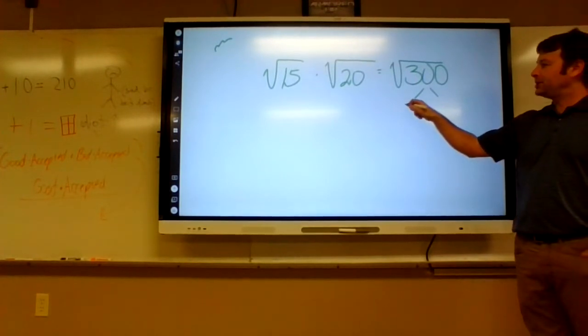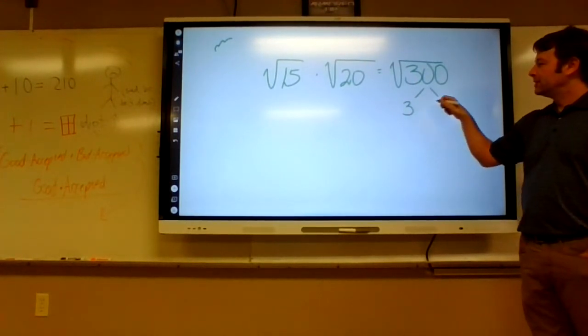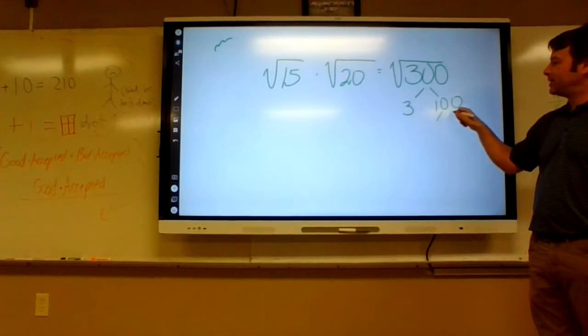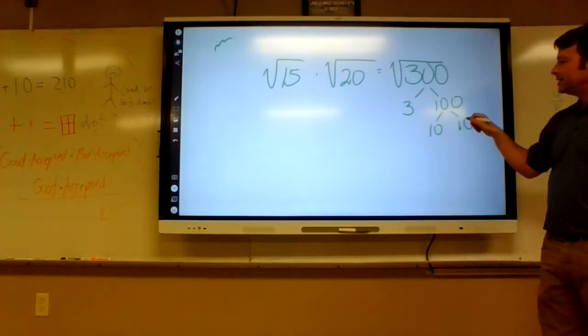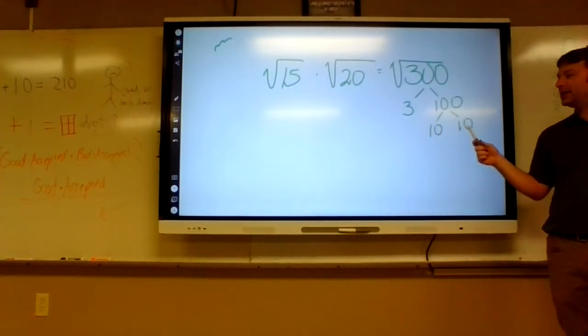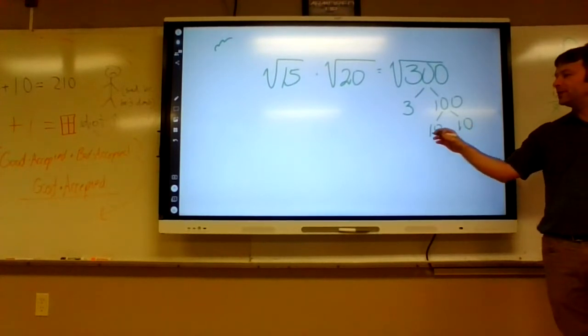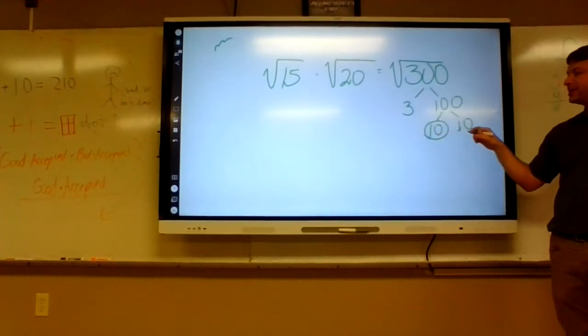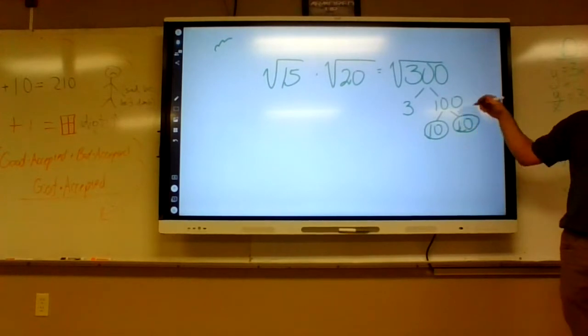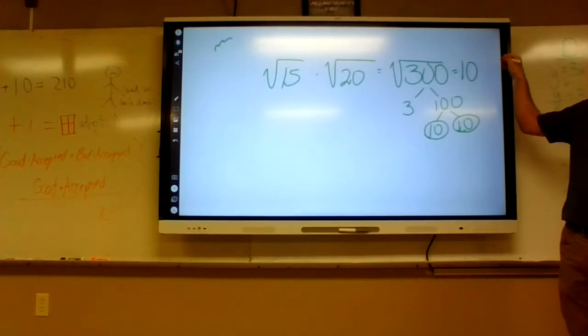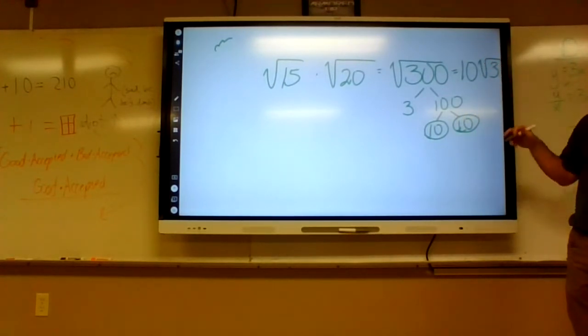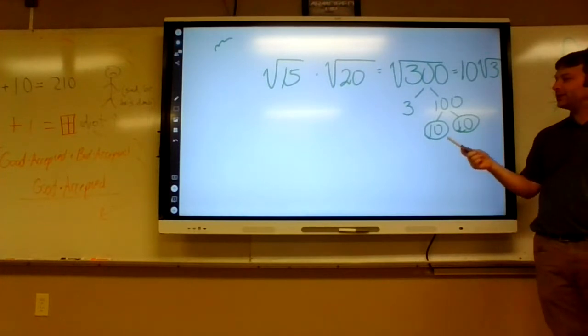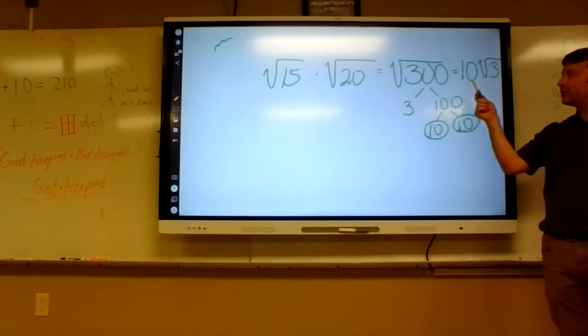There's kind of a cheat for this tree. Let me point it out. 3 times 100. 100 is 10 times 10. Now, 10s could break down some more, 2 times 5, 2 times 5, but if you have a double, you can kind of just stop right there. Why didn't we do that before? I don't think we had problems big enough, plus this is the advanced lesson. So this is 10 square root of 3.